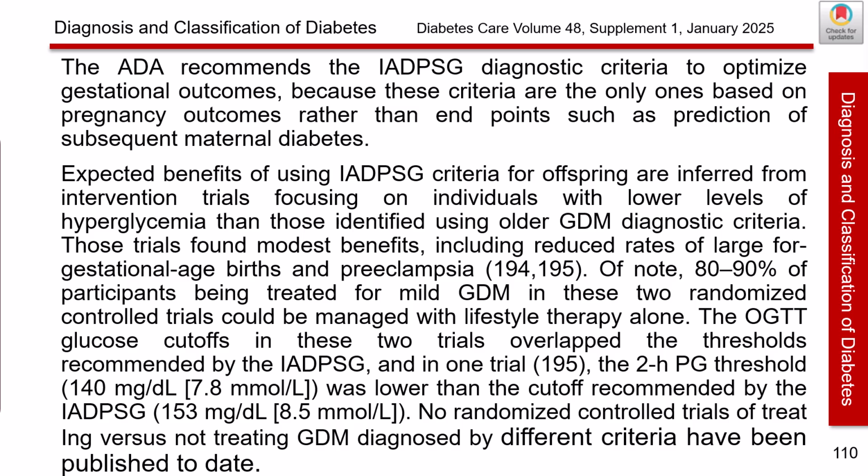The oral glucose tolerance test glucose cutoffs in these two trials overlapped the thresholds recommended by the International Association of Diabetes and Pregnancy Study Groups, and in one trial, the 2 hours plasma glucose threshold, 140 milligrams per deciliter, 7.8 millimoles per liter, was lower than the cutoff recommended by the International Association of Diabetes and Pregnancy Study Groups, 153 milligrams per deciliter, 8.5 millimoles per liter. No randomized controlled trials of treating versus not treating gestational diabetes mellitus diagnosed by different criteria have been published to date.